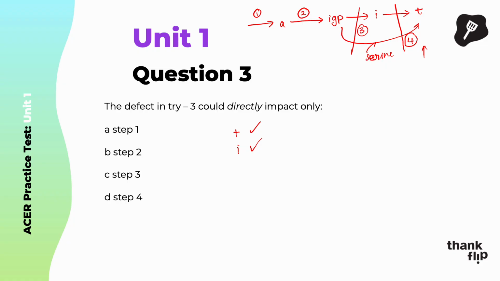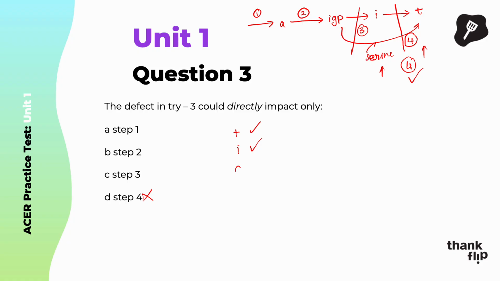But when it's supplemented with I only, so no T, only I, it can also grow. And that shows us that step 4 is working, because I is able to be converted to T, which is then able to be used in whatever biological use it has. So that's important. So we can say that step 4 is not impacted.